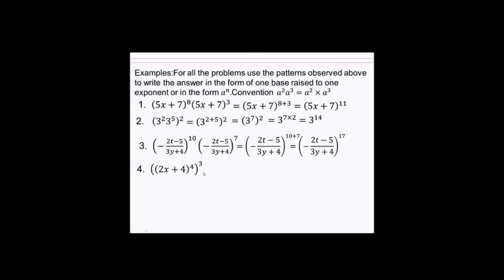All right, we have 3 copies of this. 3 copies of this, so it's going to end up with 4 times 3 or 12 copies of it. Again, 3 copies of that. So 2x plus 4 to the power 4. This tells you you have 4 copies of 2x plus 4 3 times. That's how you read it.